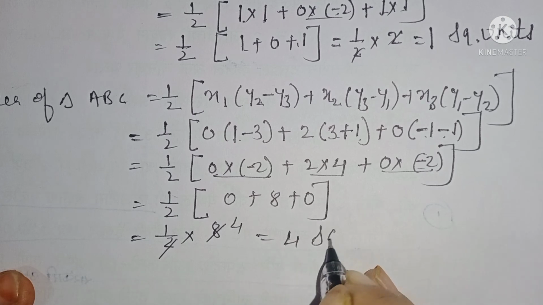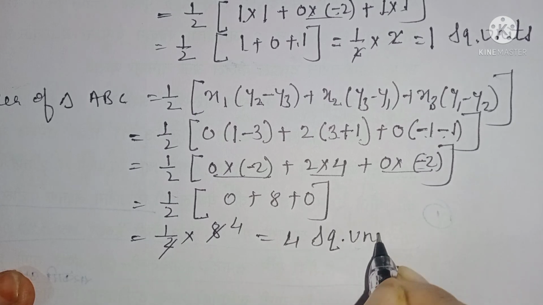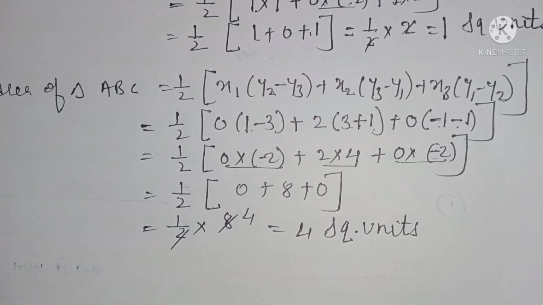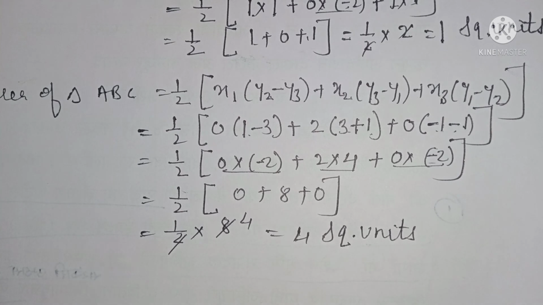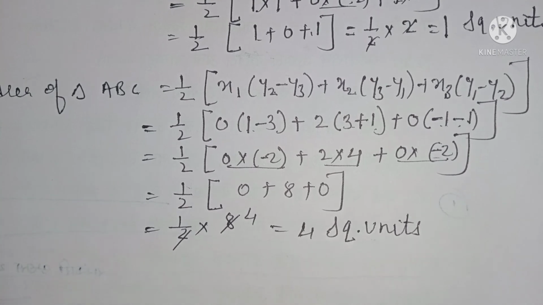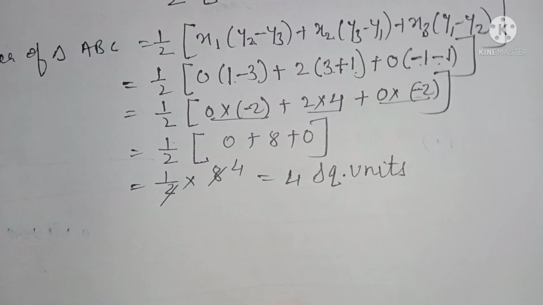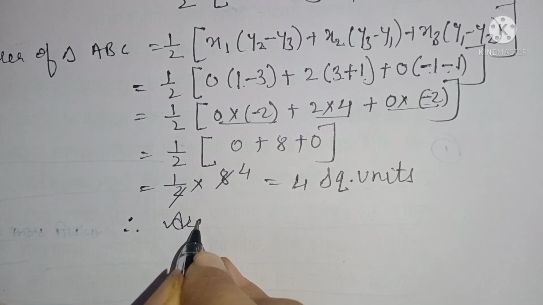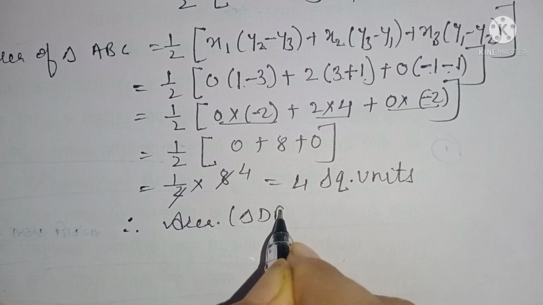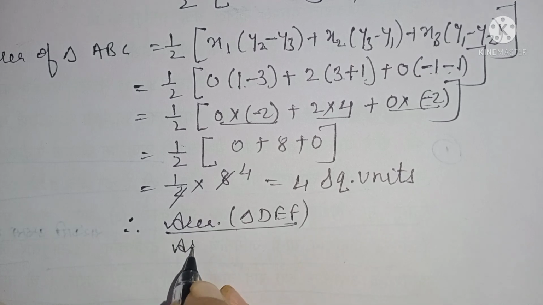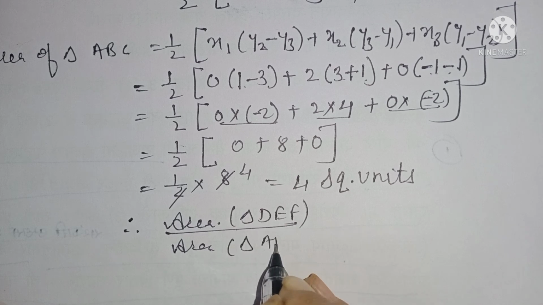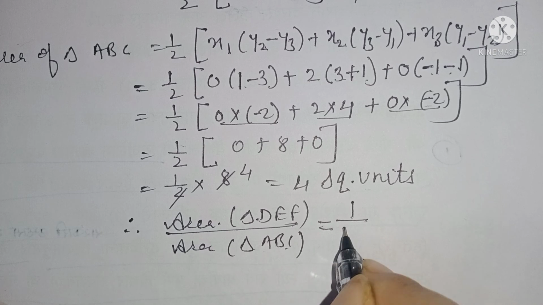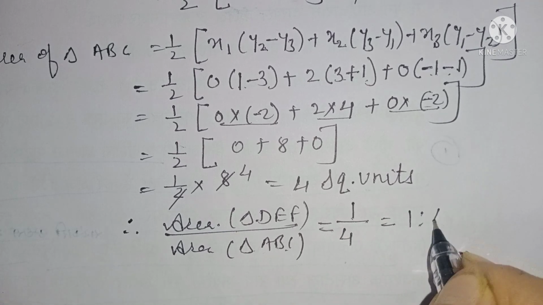So what is the area of triangle ABC? The area of triangle ABC is 4 square units. That's all. We have got the area of triangle DEF as well as the area of triangle ABC. And in the question it is asked to find the ratio of these areas. हमें इनका ratio निकालना है. So area of triangle DEF upon area of triangle ABC is equal to area of DEF is 1, area of triangle ABC is 4. So your ratio is 1:4.